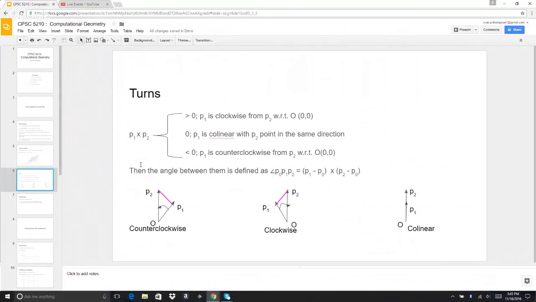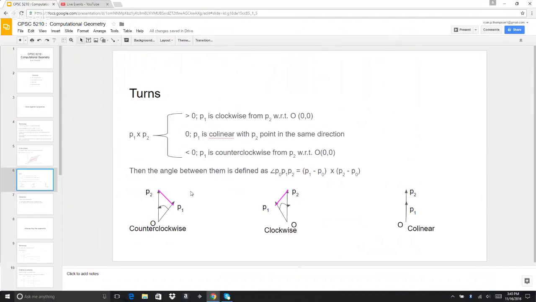Turns. Again, here's our notation for the cross product. If the cross product is greater than 0, then P1 is clockwise. Again, this order is important. In this ordering, P1 is clockwise from P2 with respect to the origin if it's greater than 0. If the cross product is 0, then P1 and P2 are collinear and they lie on the same line. If the cross product is less than 0, then P1 is counterclockwise from P2 with respect to the origin.